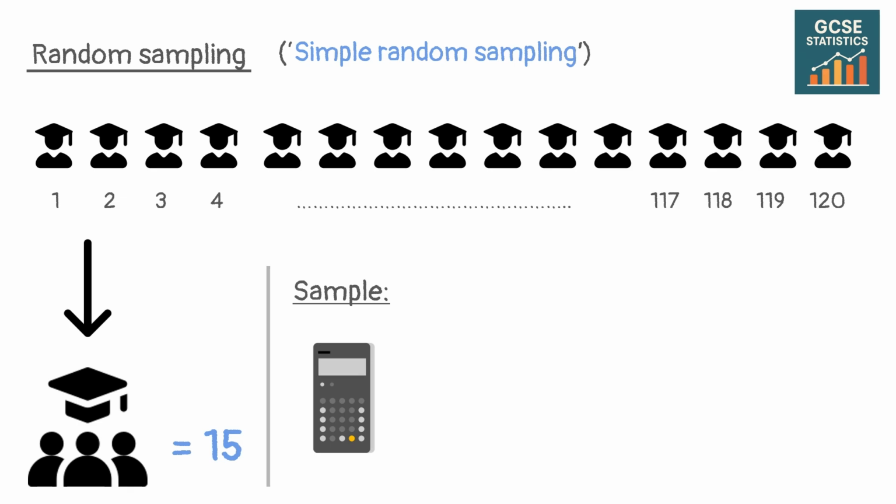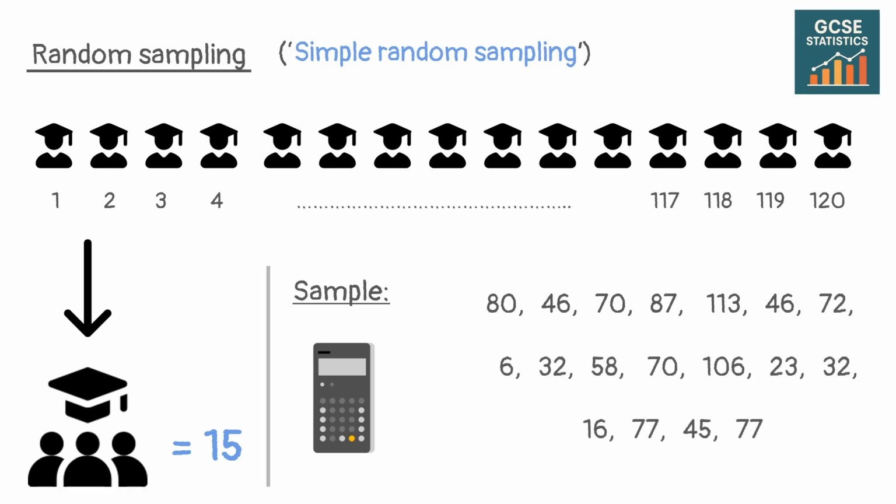As a result, we obtain these numbers. You can try along, just bear in mind you'll almost certainly get different numbers to me. So I get 80, 46, 70, 87, 113, 46, and 72. I'll do the rest for you, or we'll be here forever.